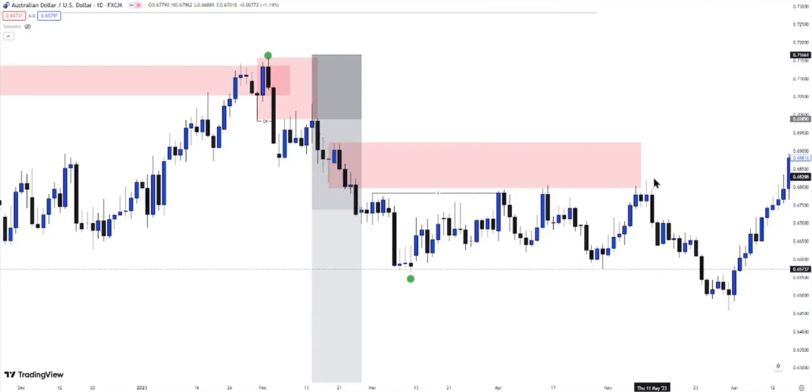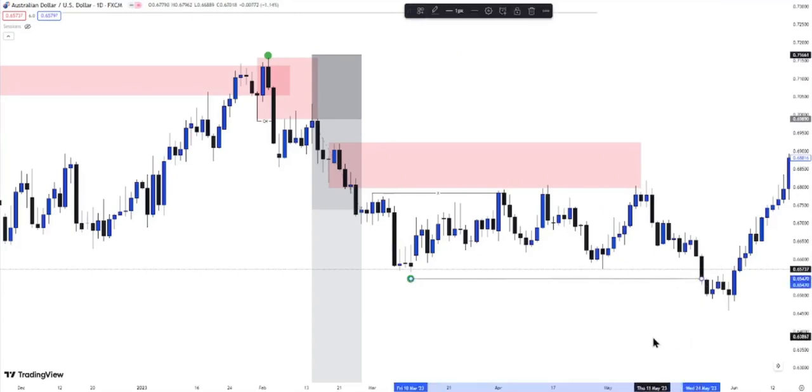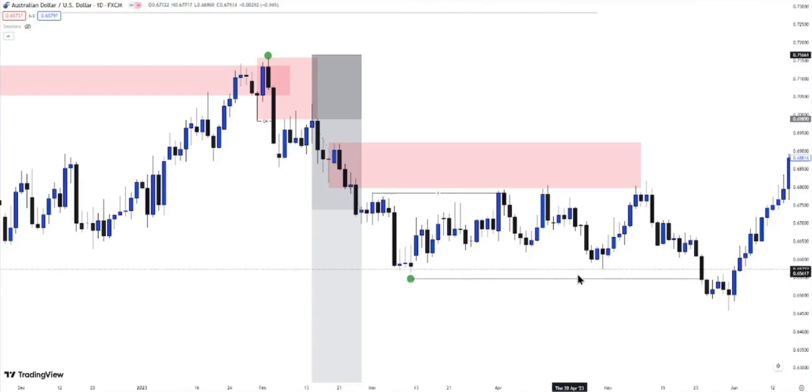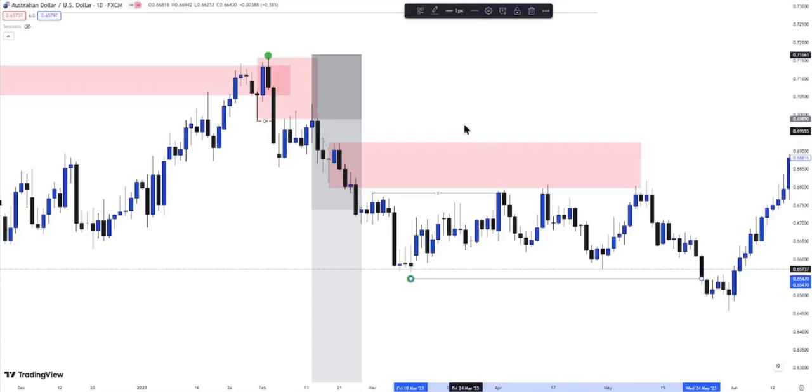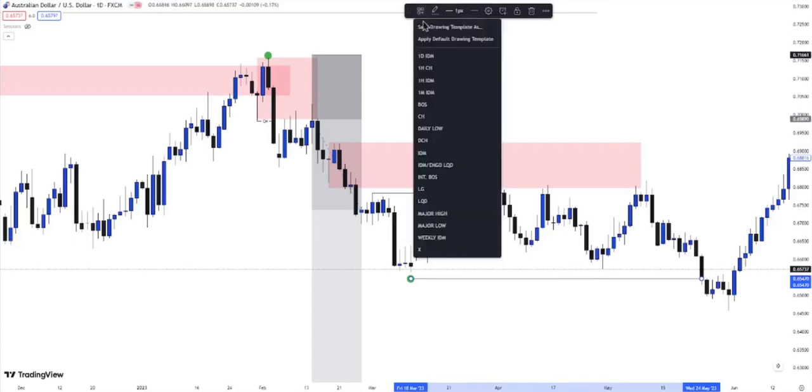it has to take out this major structure low here, this internal structure low, with a candle closure. And as you can see, that happened here. Simple. You need to understand this. So this becomes your break of structure, but an internal break of structure. I want you to understand this thing.